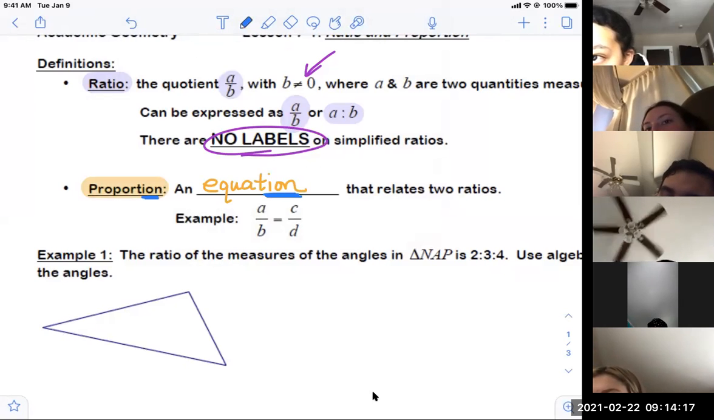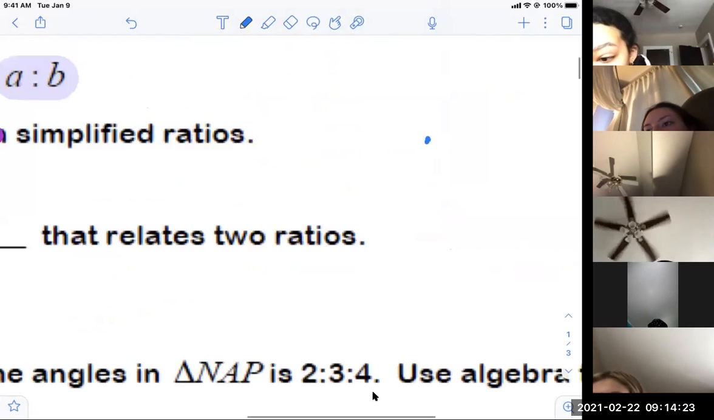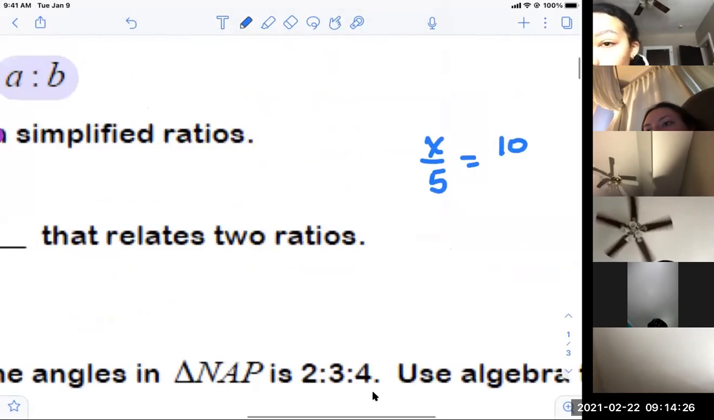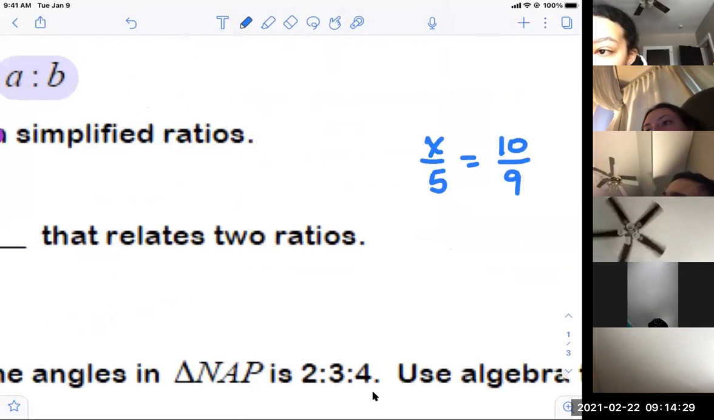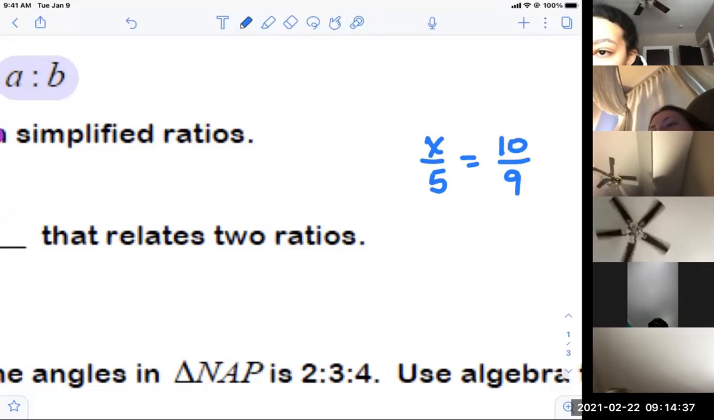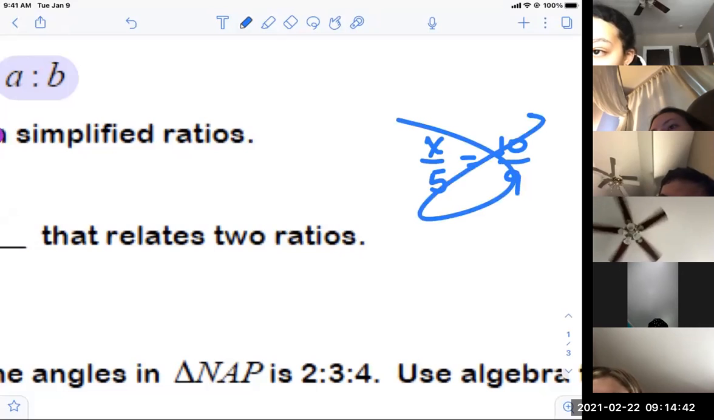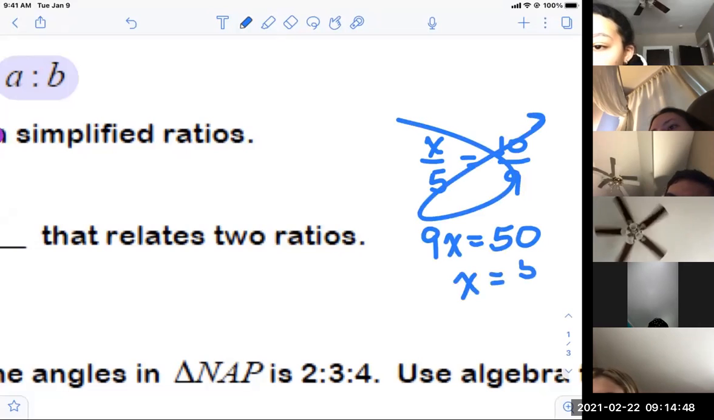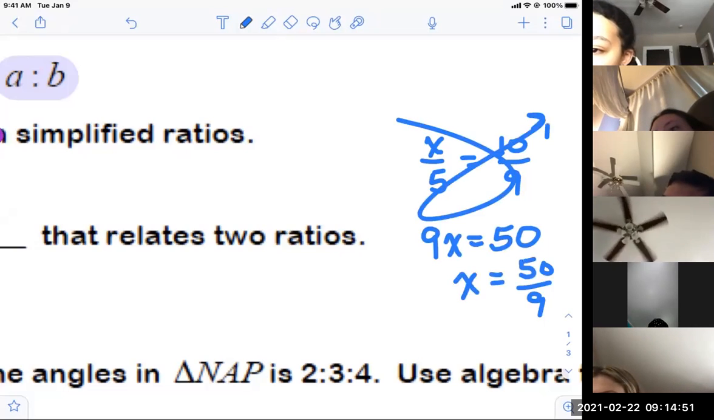How do you solve a proportion? Let's say you have x over 5 equals 10 over 9 or something. How do you solve a proportion like that? Don't you have to cross multiply? You just cross multiply. When you cross multiply, remember that's going to give you another equation. So that would be 9x equals 50 and x equals 50 over 9. I'm perfectly fine with you leaving answers as improper fractions. If you want to turn that into a mixed number, you can.